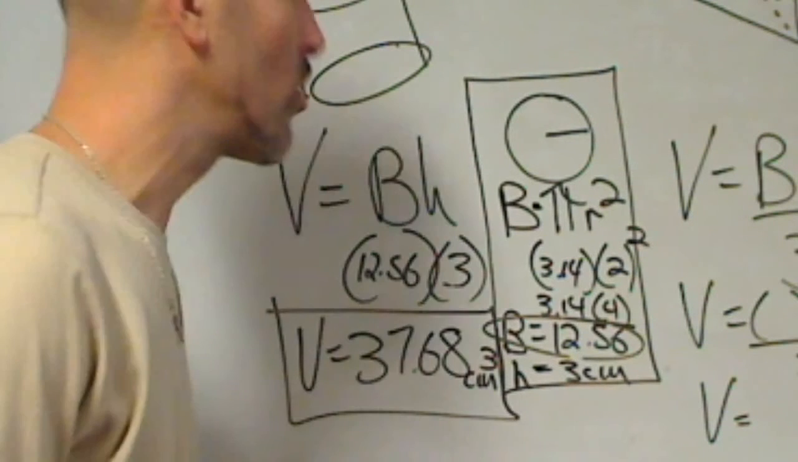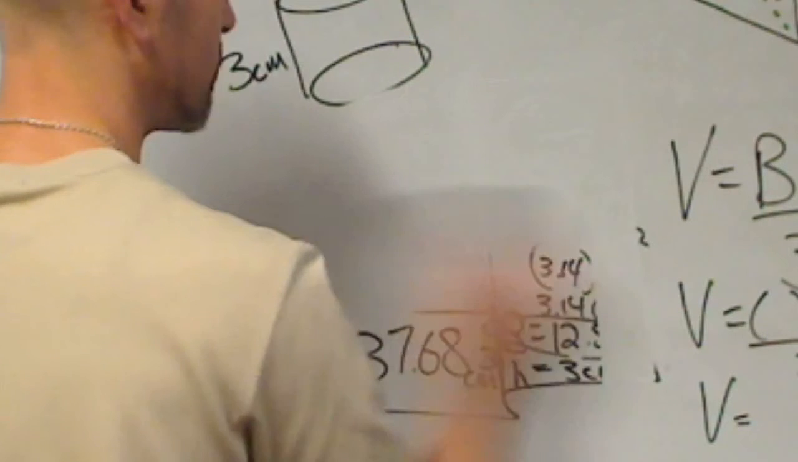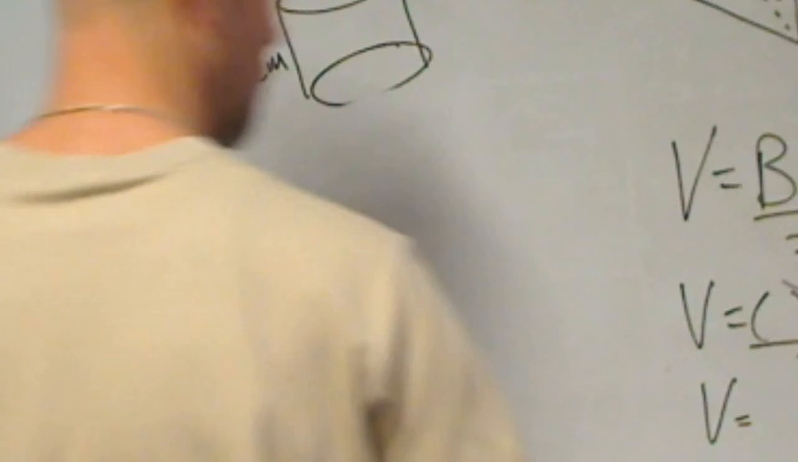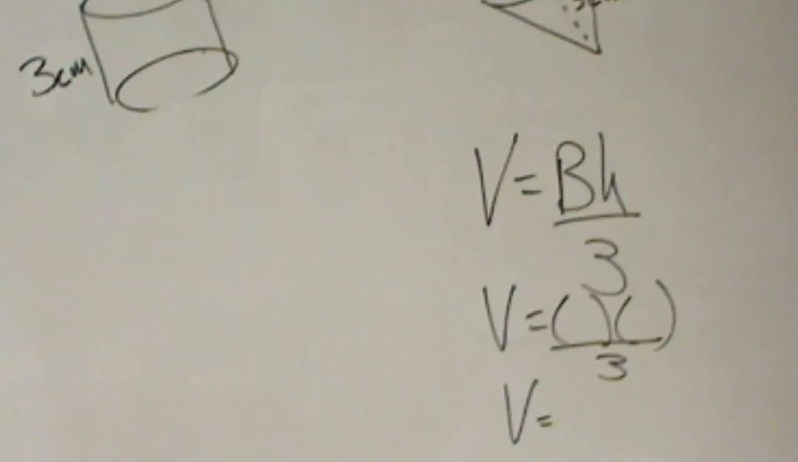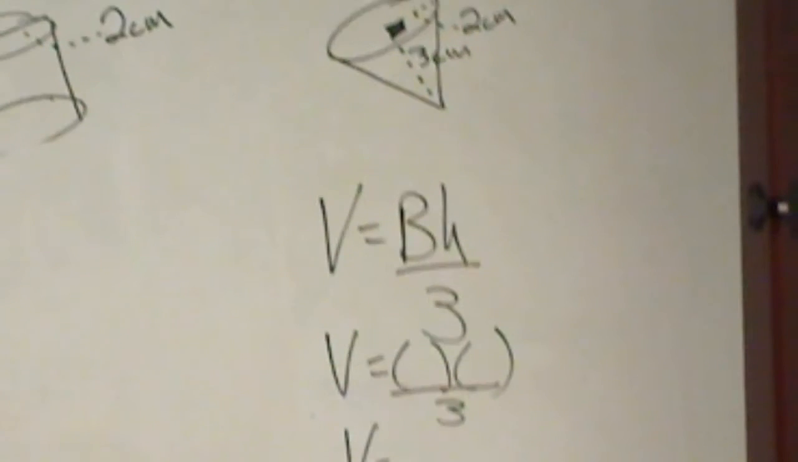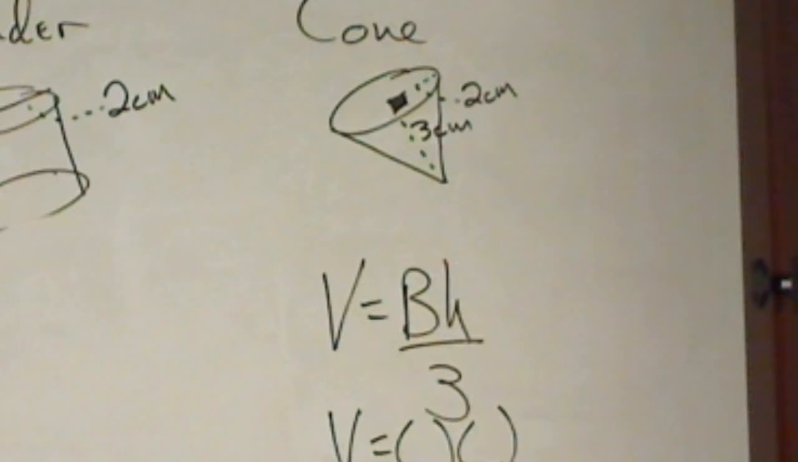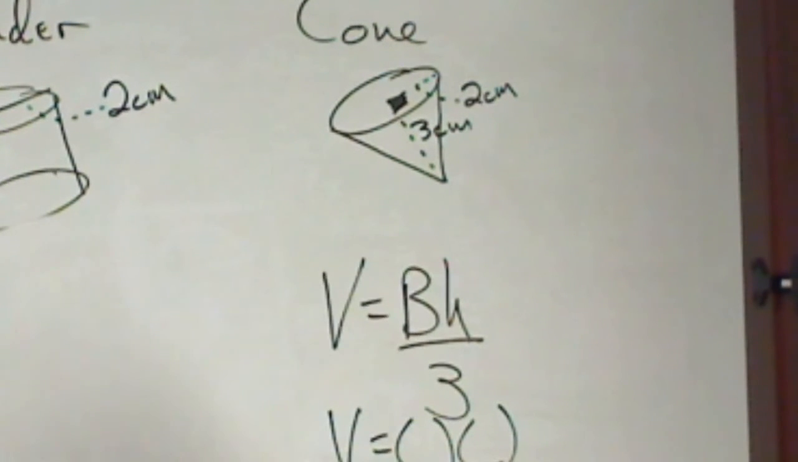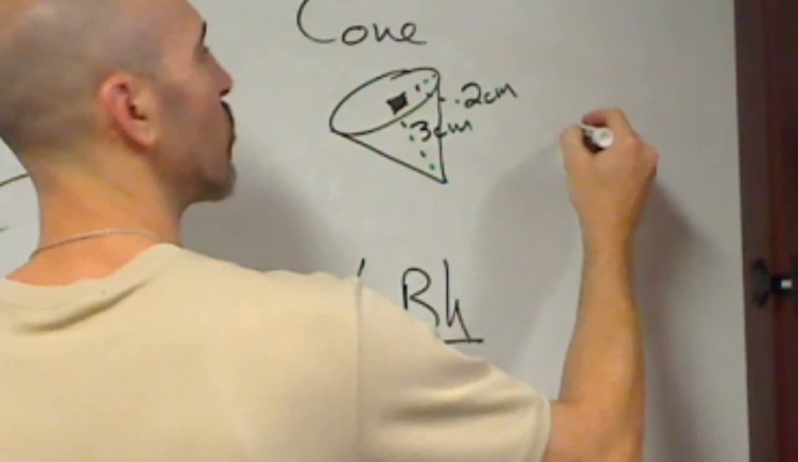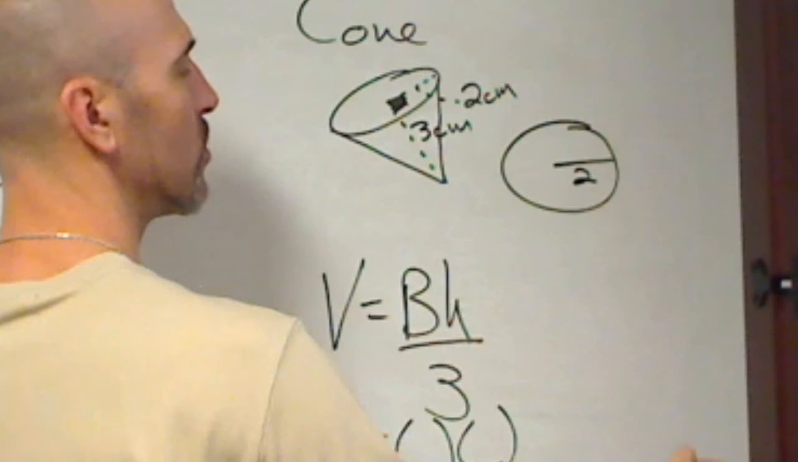All right, so the only difference between a cylinder and a cone is you divide by 3. So let me move this over this way. Here is the cone. So there's a picture of my cone. You can see it's the exact same as the cylinder. I've got a radius of 2, and the height of the cone is 3. So just like I said before, you always want to draw your base. There's my base. It's got a radius of 2.